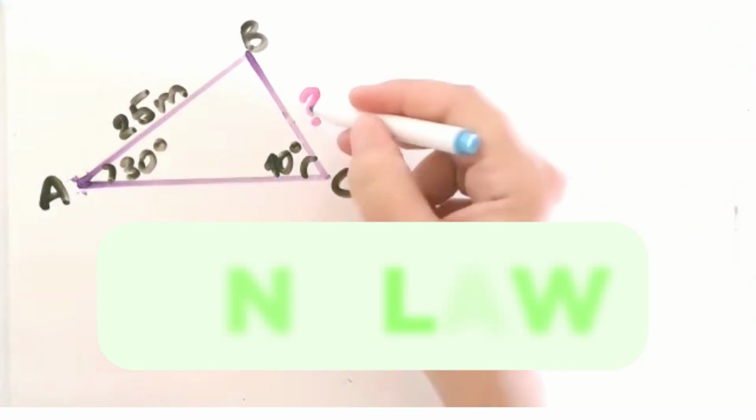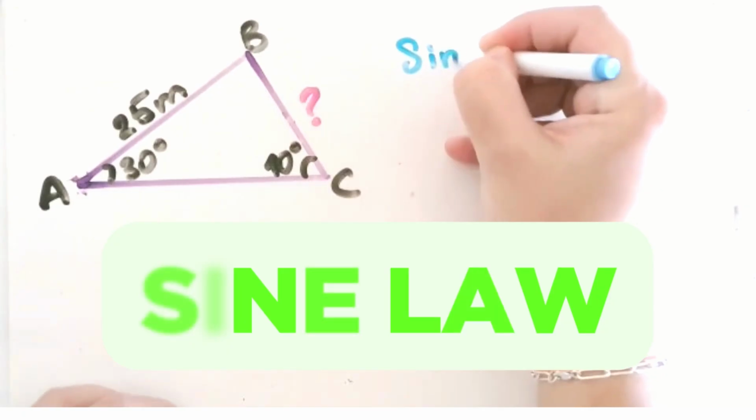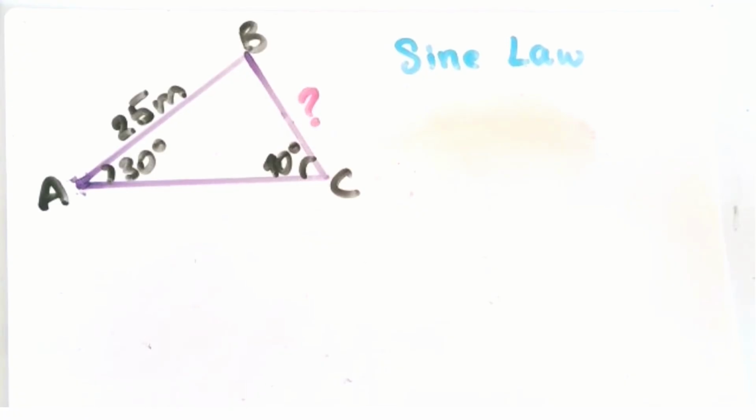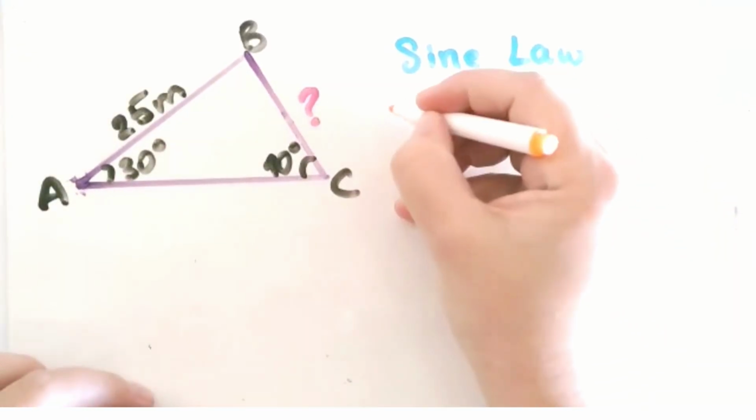How to find the missing side length using the sine law. So what is the sine law equation? Well, it's going to look like this.